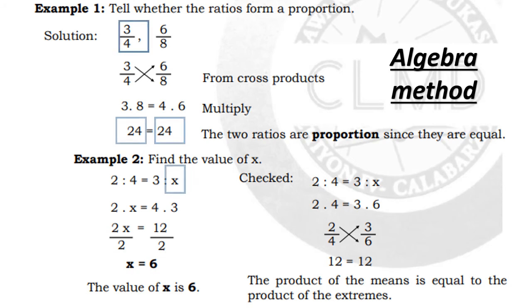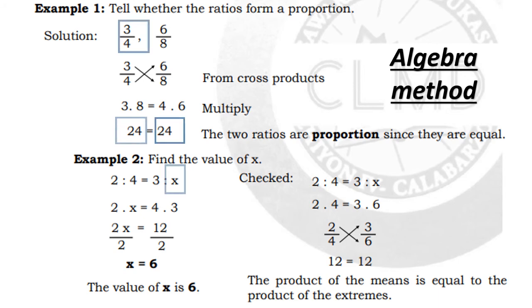To retain x, we need to divide 2 by 2. You will also do the same with the other side because it is an equation. 2x divided by 2 is x because 2 divided by 2 is 1. 1 can be omitted or removed in an algebraic equation. So what remains is x.